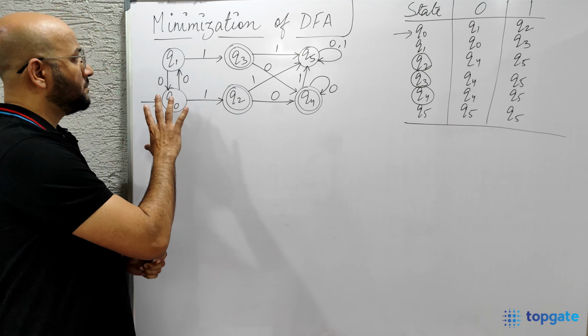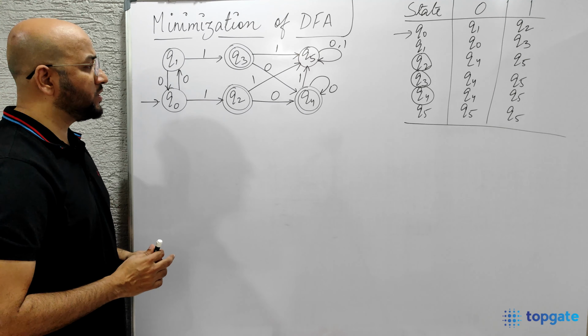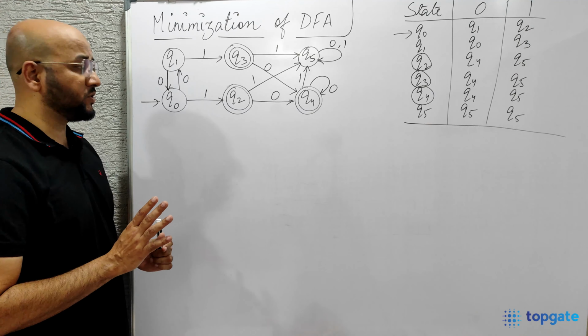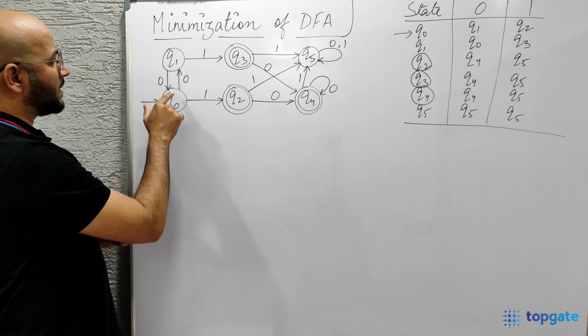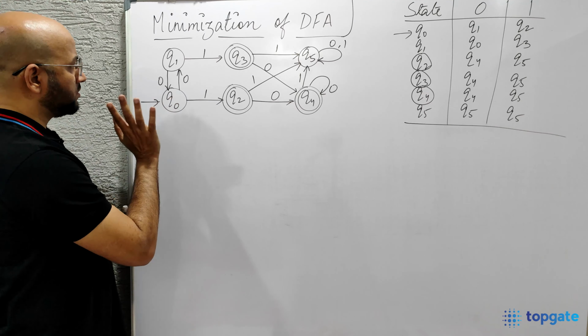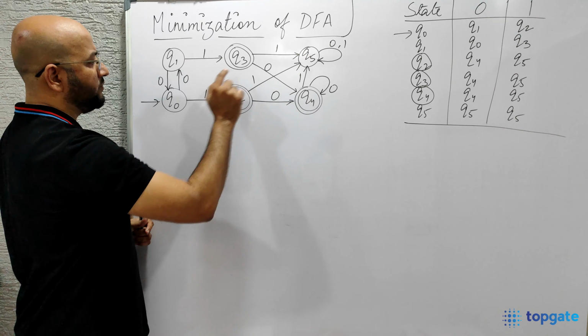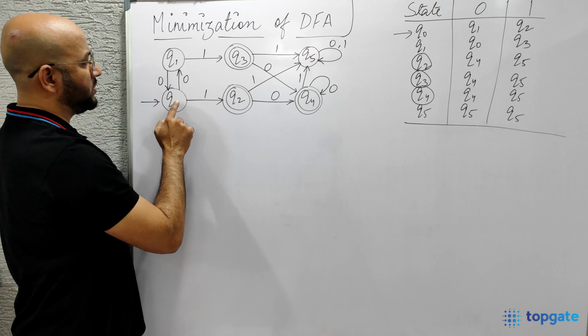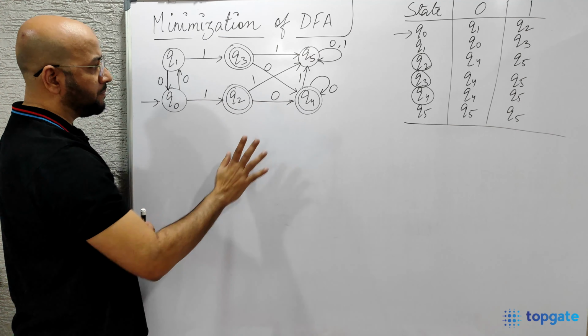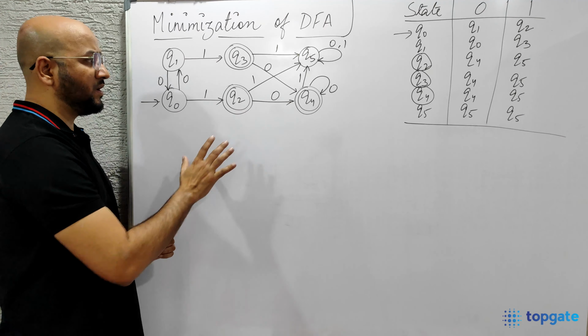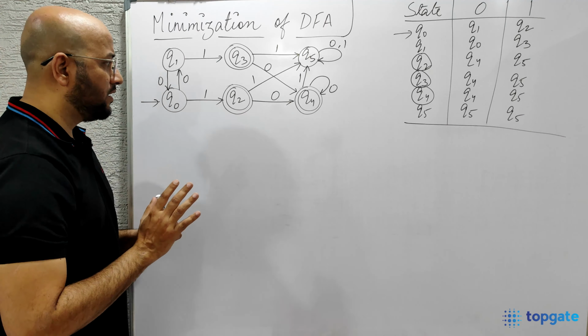Now, if you analyze this closely, you can see that there are no unreachable states. Just check it once: Q1 has a path from Q0, so it is not an unreachable state. Q3 is the final state and there is a path. Q2 is the final state, there is a path. And for Q5, you can see a path from Q2 to Q5. Q4 is the final state and there is a path. So all the states in this particular DFA are reachable. Therefore, we don't have to remove any of these states.